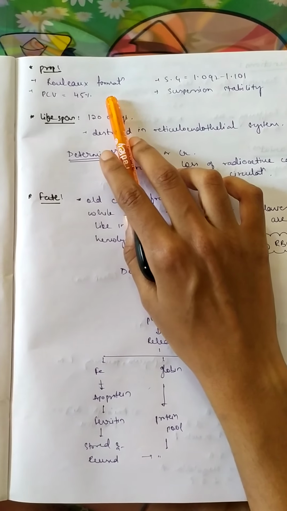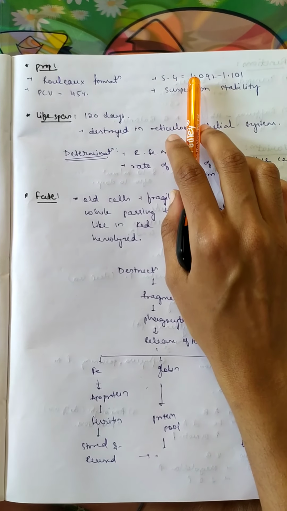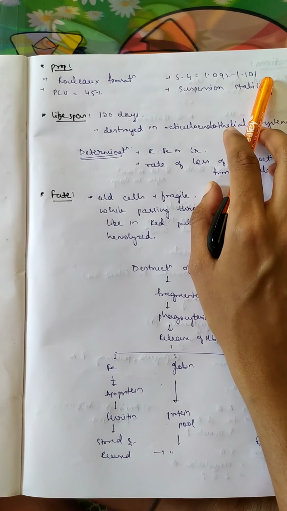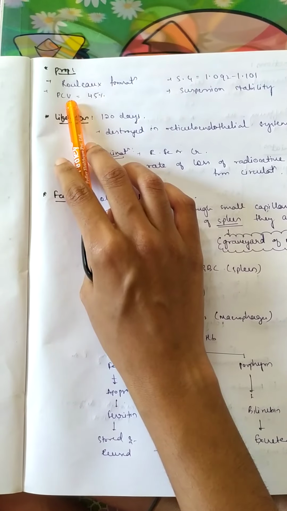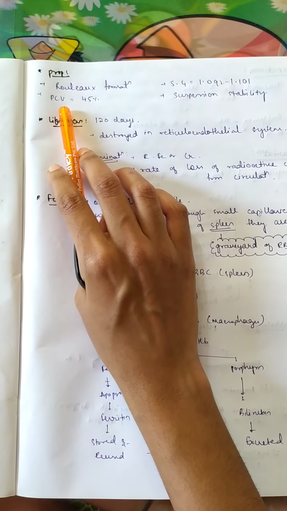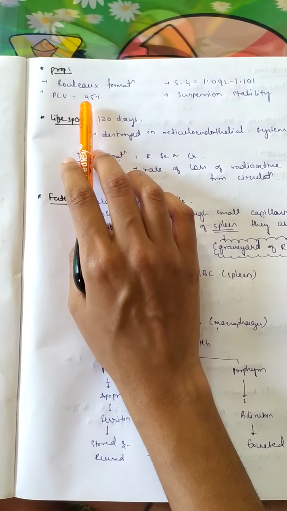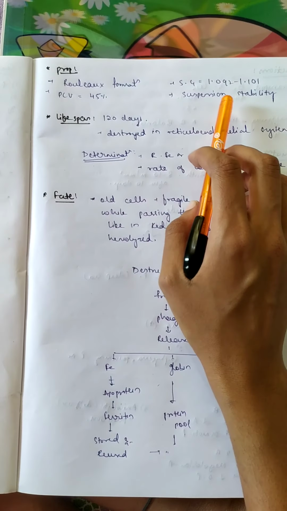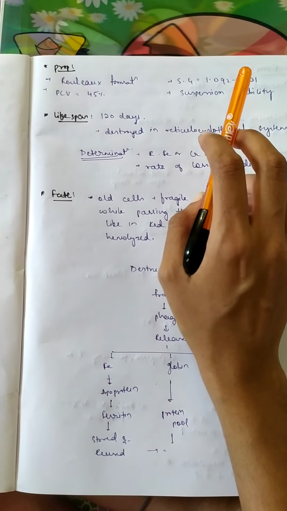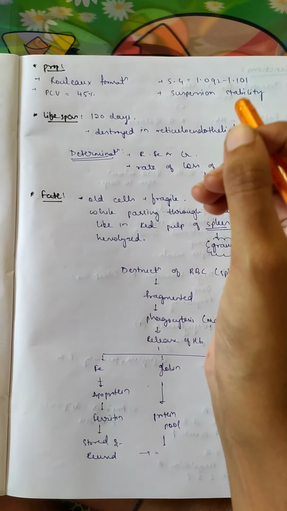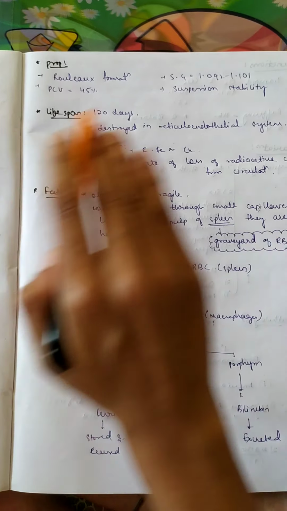The second property is specific gravity. It is around 1.092 to 1.101. Packed cell volume. It is the proportion of red blood cells present in the blood. It is around 45%. Suspension stability. It means in the blood, red blood cells are in uniform suspension.